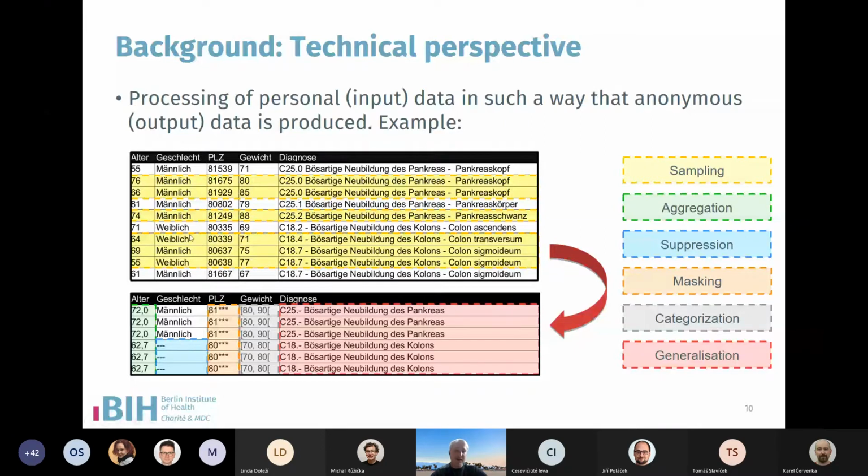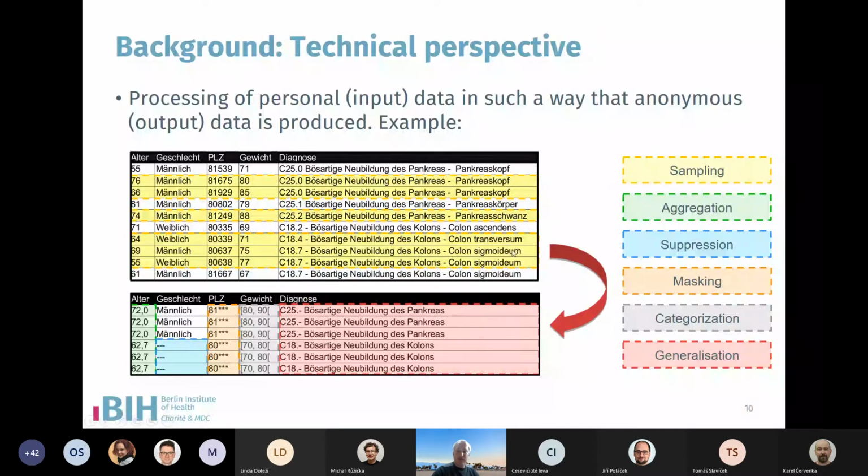So this is a very simplified example. I'm sorry that it is in German. It's basically the typical demographic attributes: age, gender, zip code, weight, and diagnosis, encoded by ICD, which is a commonly used terminology in the medical domain, particularly for billing purposes. And of course, a very simplified example, just to give you an insight into the idea.